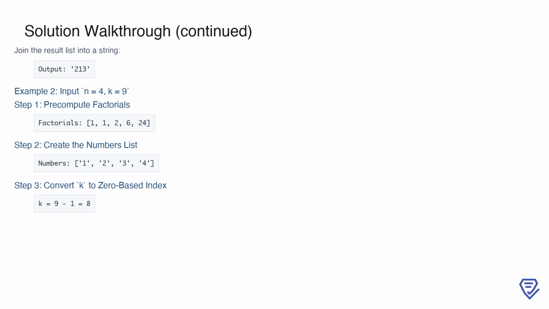Now, let's look at another example where n equals 4 and k equals 9. First, we precompute the factorials of numbers from 1 to n, which results in 1, 1, 2, 6, 24. These values will guide us in determining the number of permutations for each step. Then, we create the list of numbers available for permutation, 1, 2, 3, 4. With these two components in place, we adjust k to 0-based indexing, so k becomes 8. This prepares us to iteratively construct the kth permutation.